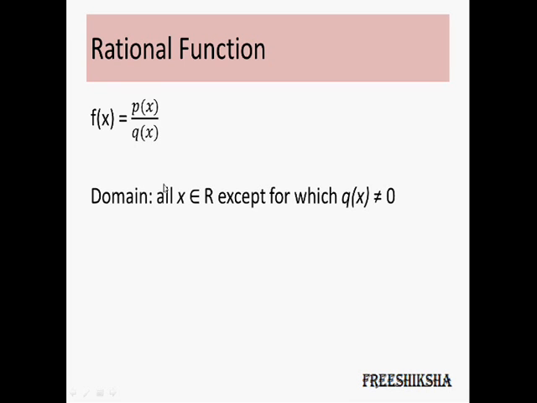Last is the rational function. So if you have a function in p upon q form, where the numerator and denominator both can be written as a function of x, then you can assume that to be a rational function. आप numerator को p of x और denominator को q of x की तरह treat कर सकते हो, but the condition only here is that the q of x should not be equal to 0. So that would be the domain of this function.